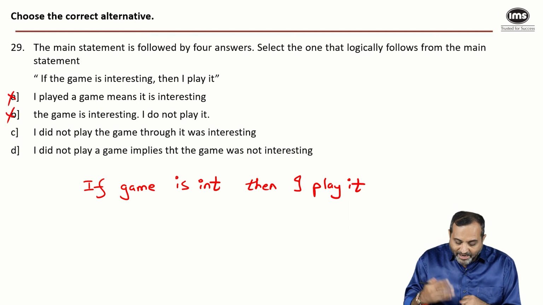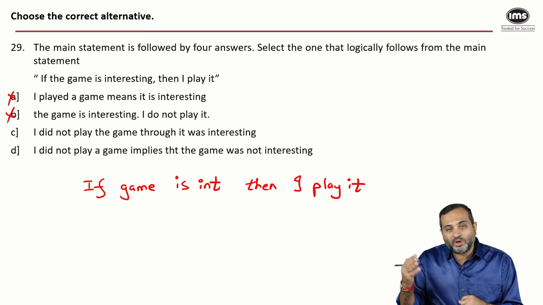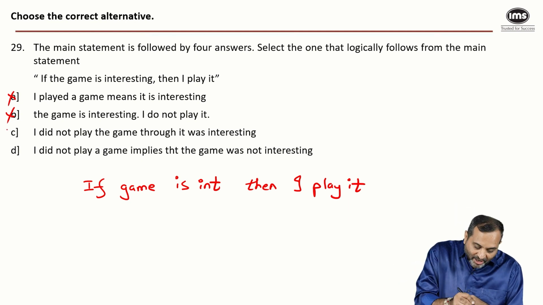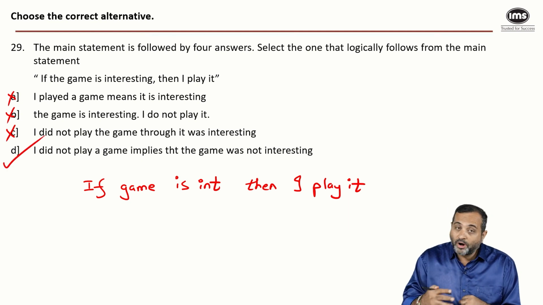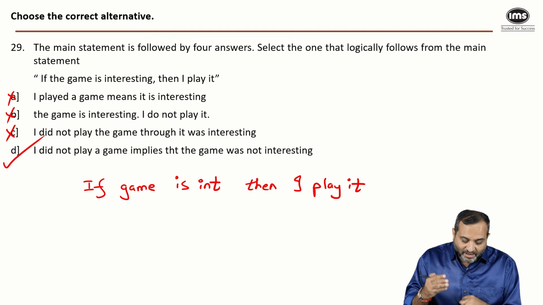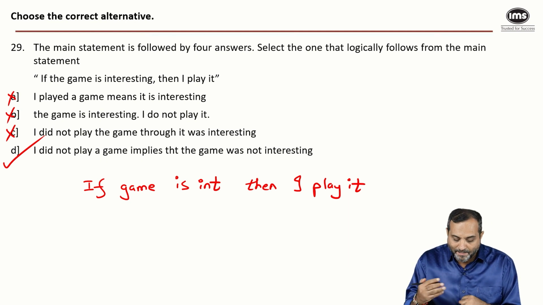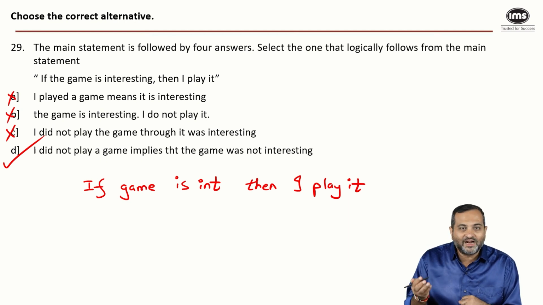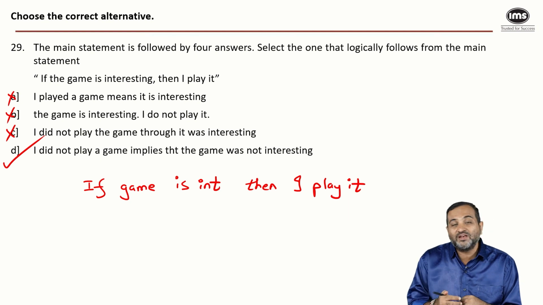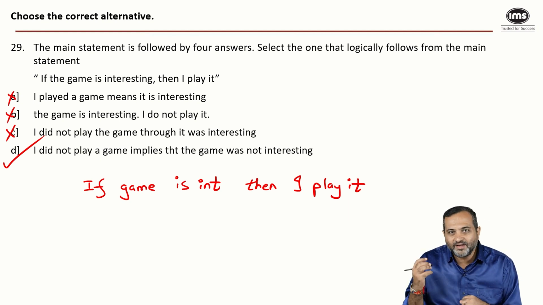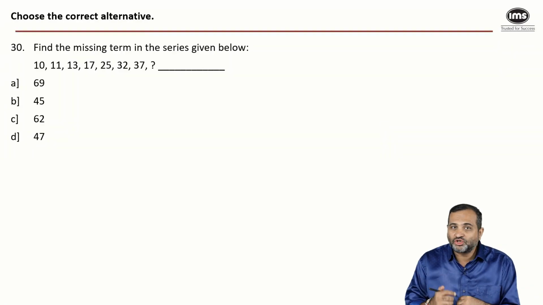Third option, I did not play the game. If I did not play the game, though it was interesting, is again contradicting what I have already said. Hence my answer is option D. What does option D say? If I did not play the game, it means if I am not playing, I can definitely say that the game was not interesting. Because if I played it and it was not interesting, then it would have been contradicting the statement that I said. Hence, the answer is option D. Let's look at the next question.